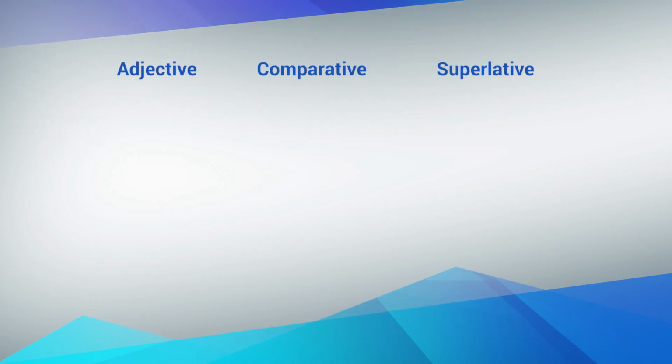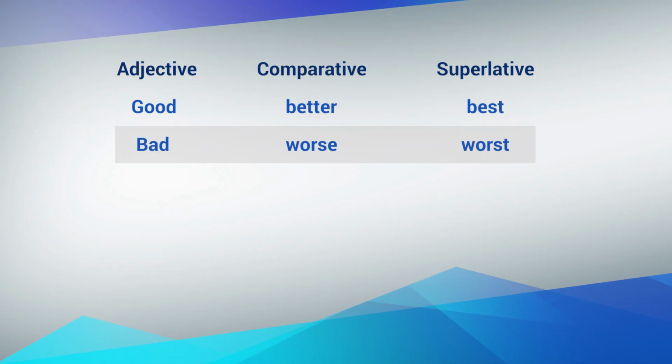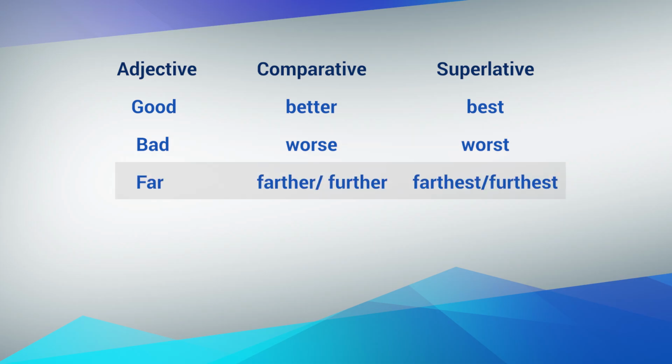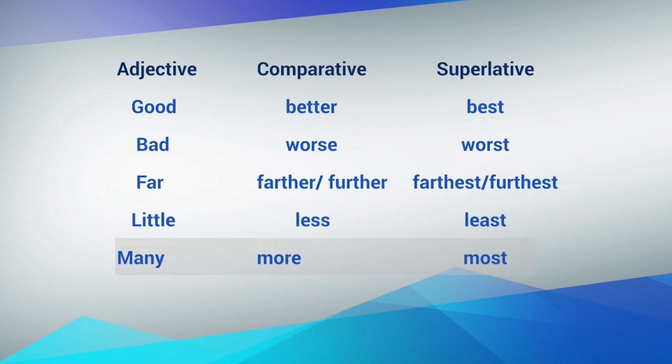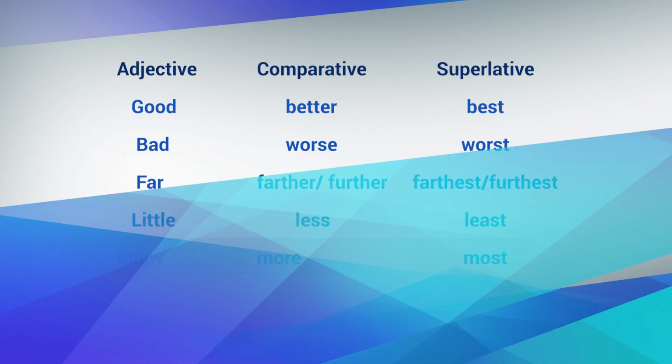Dear students, like some rules in English, there are some exceptions of comparative and superlative adjectives. Let's look at one of these exceptions, which is about some irregular formation of comparative and superlative adjectives. There are few of them. For example, good, better, best, bad, worse, worst. Far, there are two possibilities in comparative form, farther, further, and in superlative form, farthest, furthest. Little, less, least. Many, more, most.